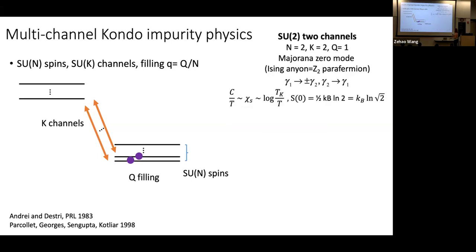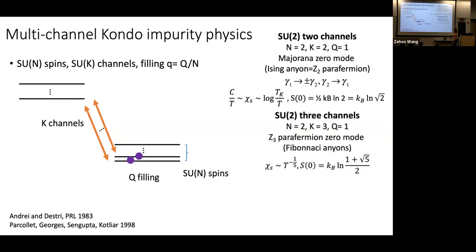So let's first talk about the two-channel case. This is n equals 2, k equals 2, q equals 1, the usual case we're used to. So this has a Majorana zero mode. This is also known as an Ising anyon or a Z2 parafermion. And so you have two of these, and you exchange them. They have this non-abelian statistics. So here's the behavior we've seen already for the specific heat and spin susceptibility logarithmically diverging. 1/2 kB log 2 entropy, which can also be written as kB log of square root of 2, which ends up being the quantum dimension associated with the CFT.